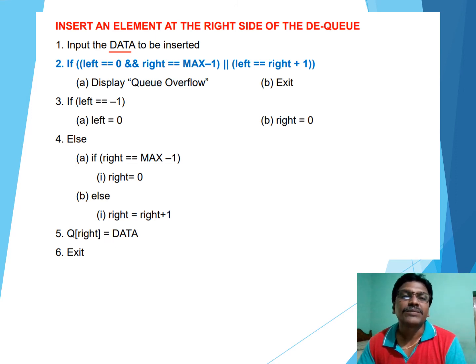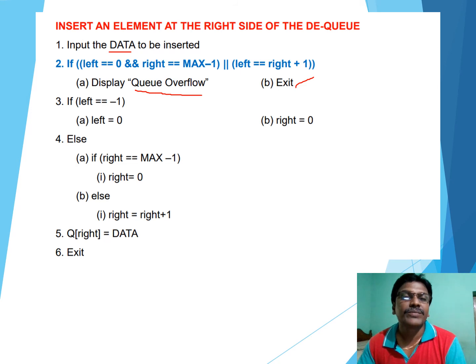In this, first, check whether left equals 0 and right equals maximum minus 1, which means the size of the queue minus 1, or left equals right plus 1. It means that is the queue overflow. It means the queue is full.